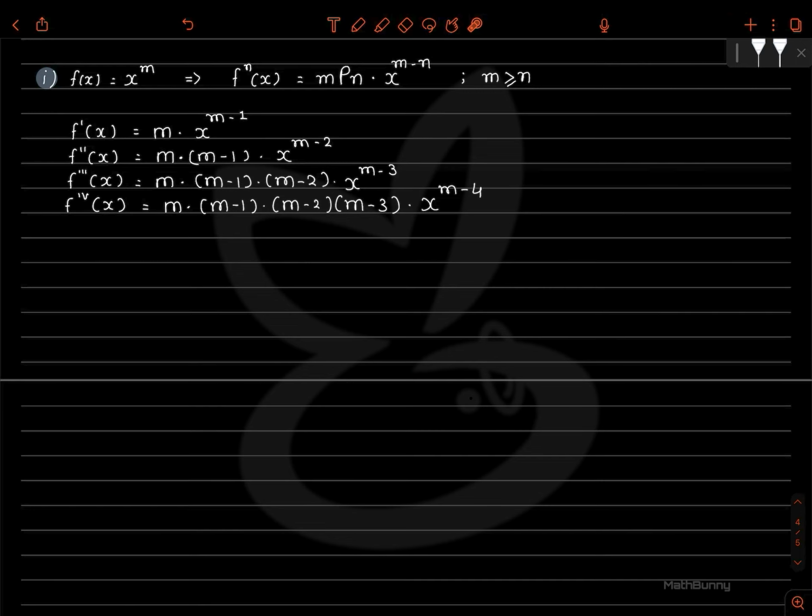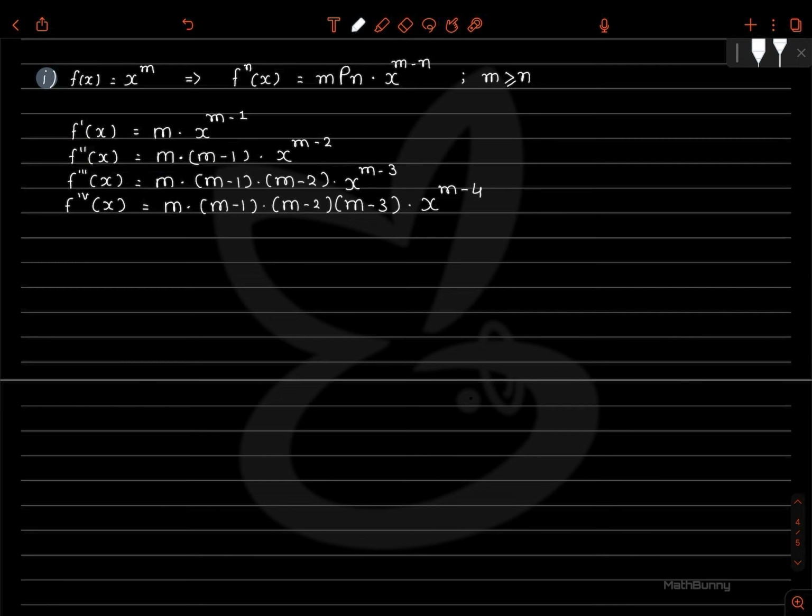We can see a pattern here. With each successive differentiation, the power of x gets reduced by 1 and the reduced power is multiplied to the function, right? So in this case, for the first derivative m, for the second derivative m is multiplied by m minus 1, not m minus 2.